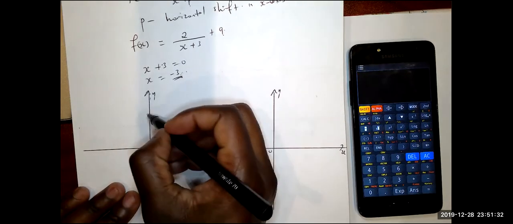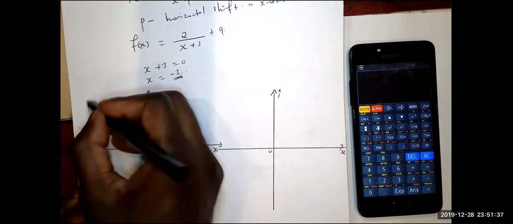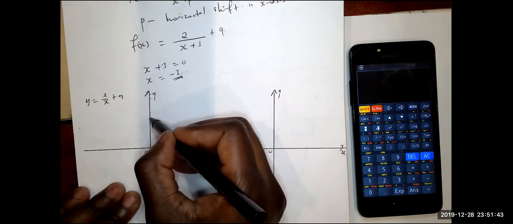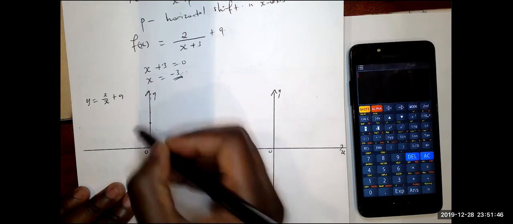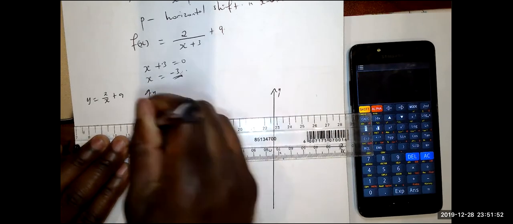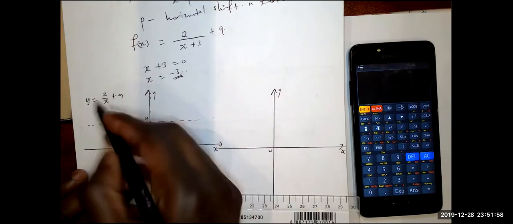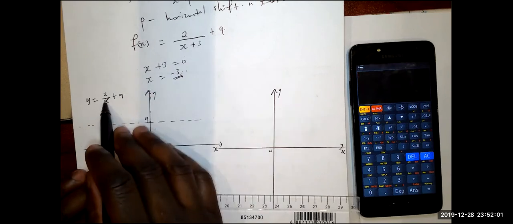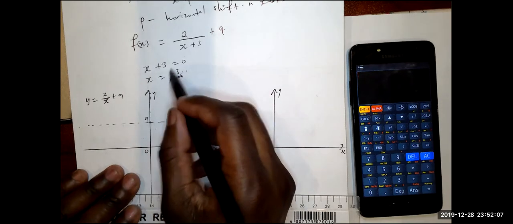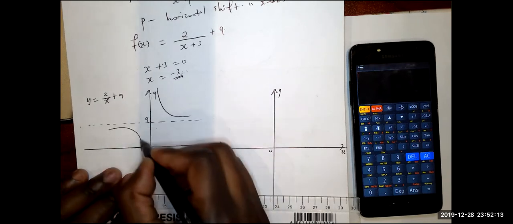Let's say y equal to 2 over x plus 9, we know that is 9 units. Then that's our asymptote there. X is going to be equal to 0, and we don't want x equal to 0. Where x equal to 0 is the y-axis, so we keep it like that. Then we know that a, 2, is positive, so where does our graph fall? It falls under these 2 quadrants.